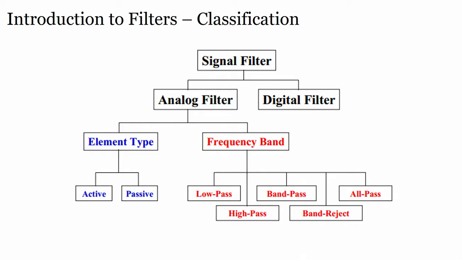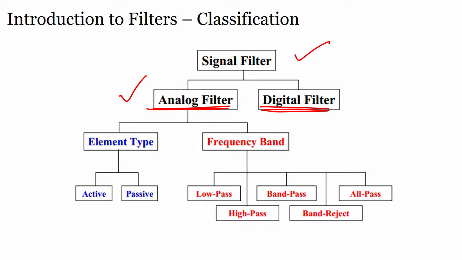What do we see here? We see how signal filters are divided into several categories. It is not exactly a flow chart, it is a divisional chart, where you can subdivide your filters into several divisions, and based on the application you can select that particular filter. Signal filters are of two types, digital filters and analog filters. We are interested in analog filters.